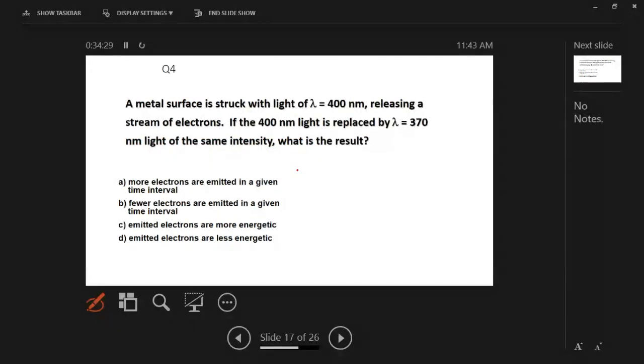What do you think about this question? A metal surface is struck with light of lambda equal to 400 nanometers. Now, if the 400 nanometers is replaced by 370 nanometers with the same intensity, what is the result?